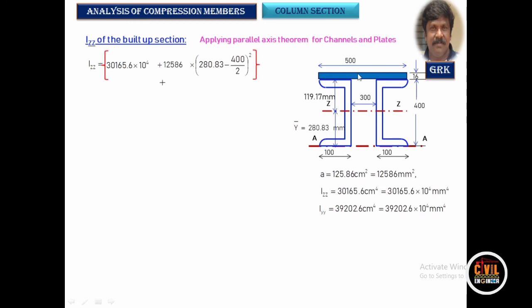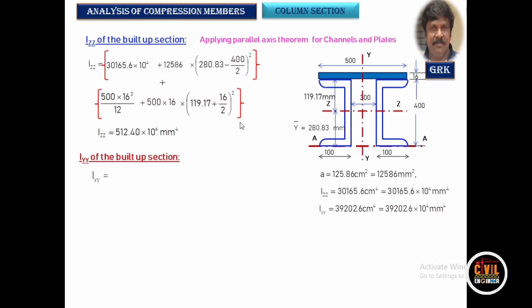plus the moment of inertia of this rectangular plate, it's b d cube by 12 plus A h square. h is nothing but from here to here, it is 119.17 plus 16 by 2, whole square. So this is IZZ. Similarly, get the value of IYY.